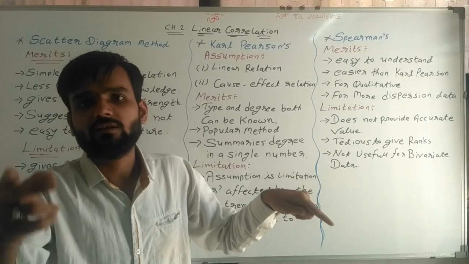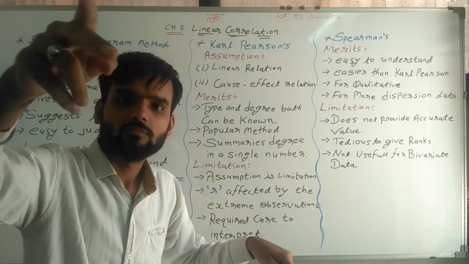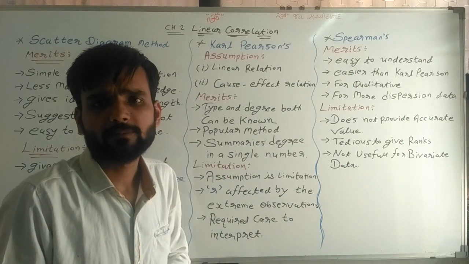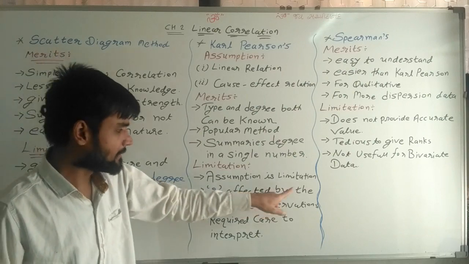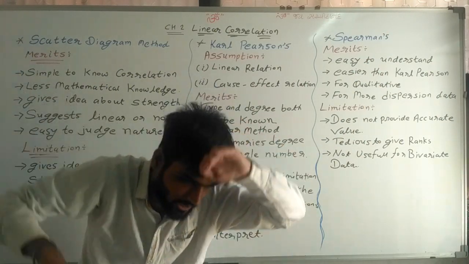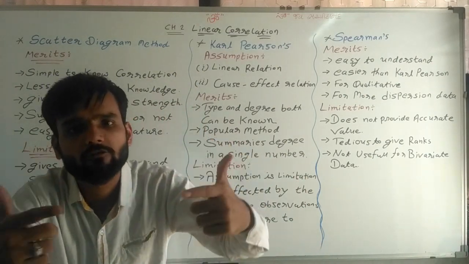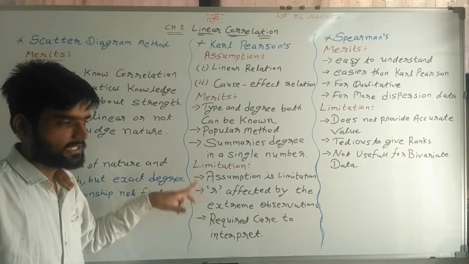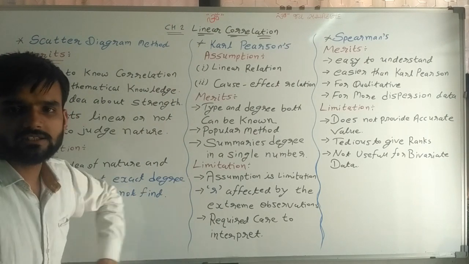the original answer, and after adding one variable with a very large value, the answer changes. It is a very huge difference. That is why it is affected by extreme observations. Extreme means a very large value and a very small value. Both observations make the difference, and that is why it is a limitation of Karl Pearson's method.